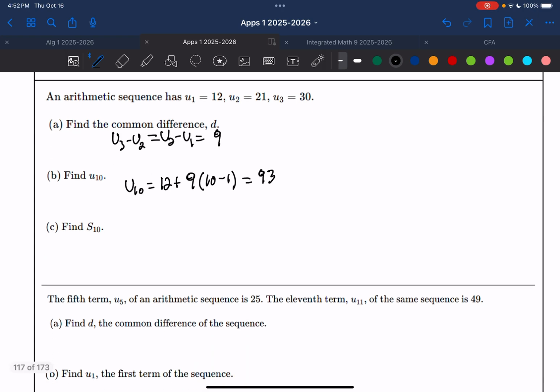And then find S10. So remember our formula for Sn. Sorry, let me just write the generic formula here. So it's Sn is equal to n over 2 times U1 plus Un. So that means S10 is equal to 10 over 2 times 12 plus 93. And that's going to turn out to be 1,050.